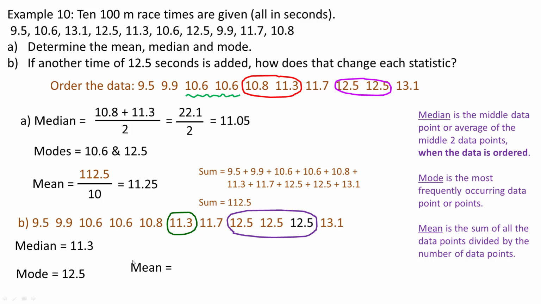Now the mean, you could re-add all of them up again, but if you know that all the brown ones here add to 112.5, you could just take that previous sum and add the new 12.5 and then divide by 11 because there's 11 numbers. So if you add those together, that's 125 divided by 11, which is 11.4. Again, we put in a bigger number, so the mean is a little bit larger. That's how it changed.